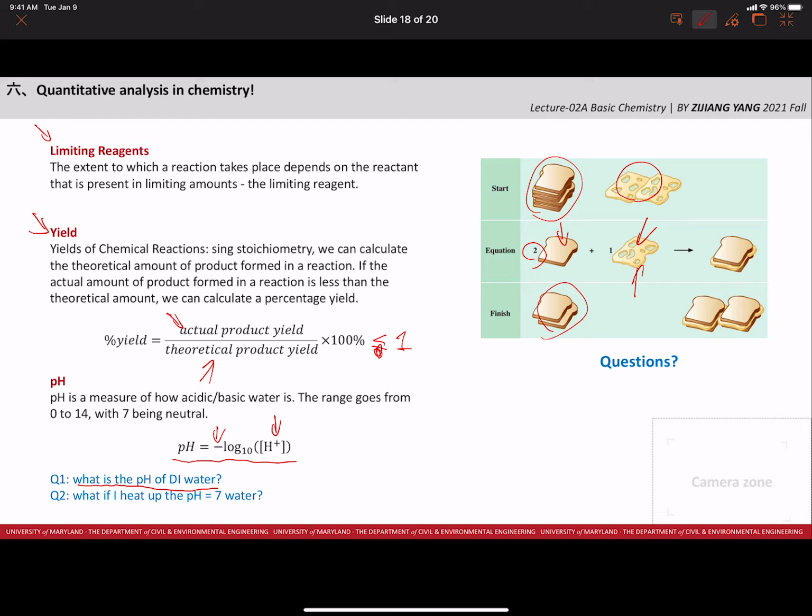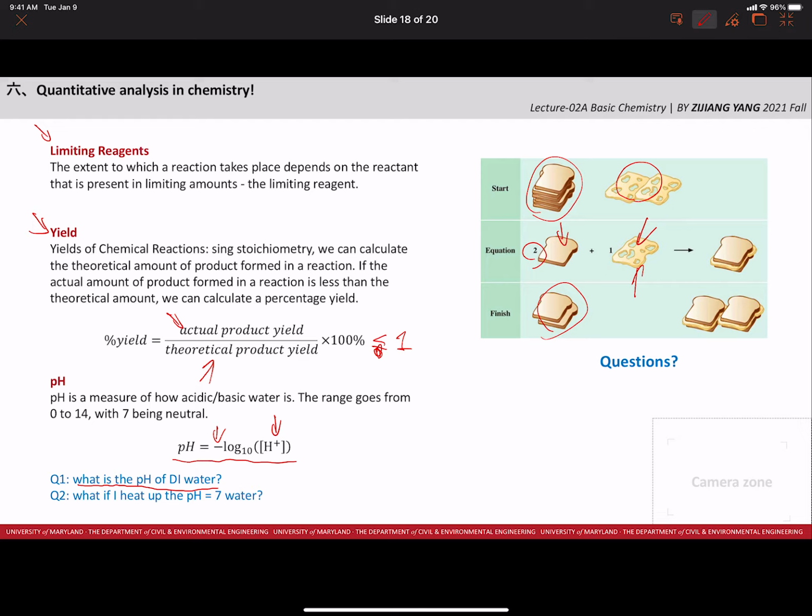Seven? Okay. When I was young, I also gave this answer. We will answer this question in assignment one. I think it will be the last question. After that, you can know this does not equal 7. I will talk more about this in unit 2, about water, or unit 3 in water chemistry. We will do the calculation about the pH of DI water.